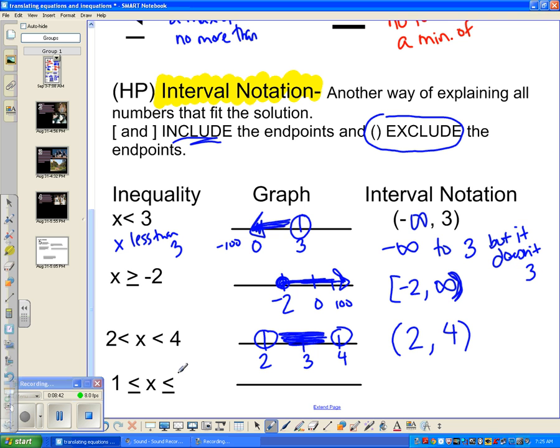Let's make this 3. Okay, so the last one, 1 is a solution and 3 is a solution, and all the numbers in between are solutions. So I would say it starts at 1 and goes all the way to 3, and everything in between those two numbers are solutions. So this is just another way of writing something you've already learned before, and this is called interval notation.